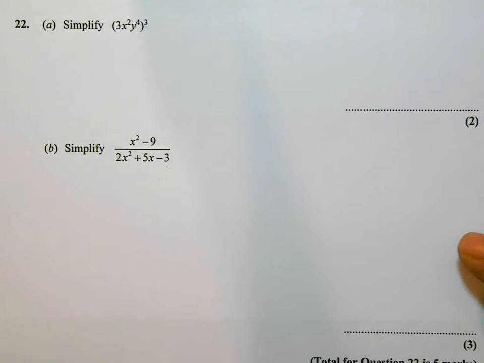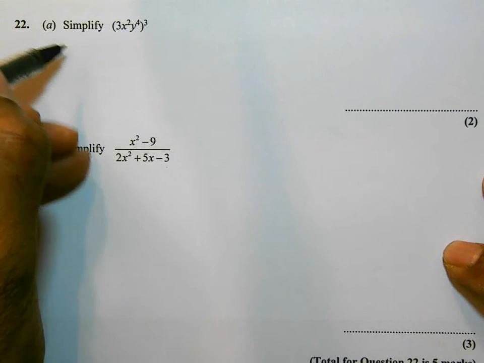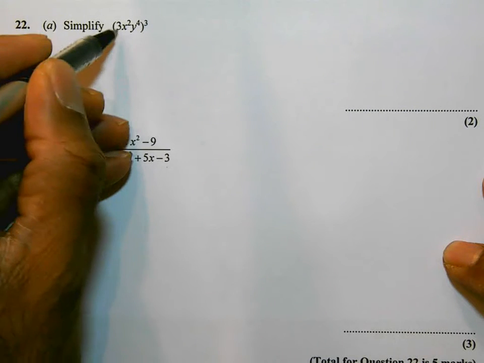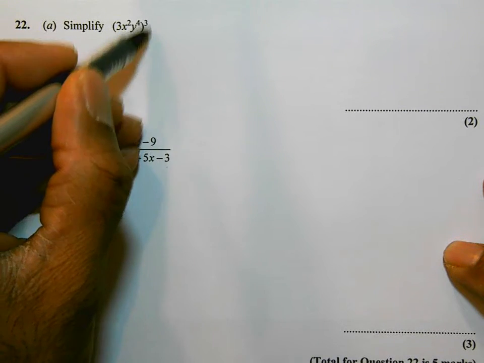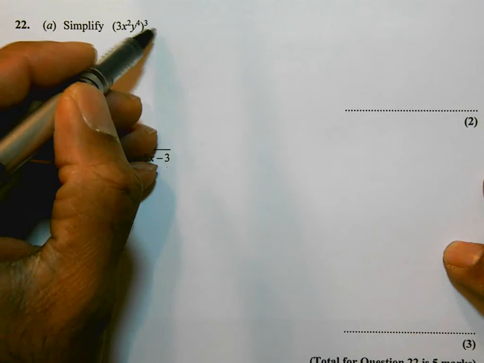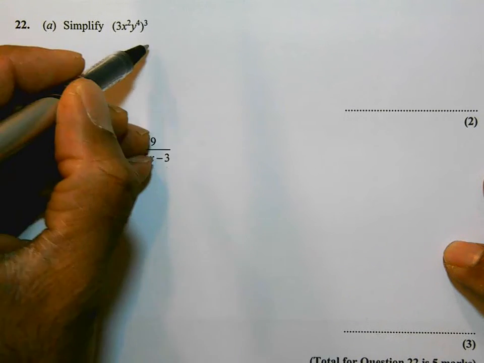This is question number 22 on the June 2014 non-calculator paper. Part A simply says to simplify, and I've got this expression, 3x squared, y to the 4, all of that cubed. When you cube something, you are going to times it by itself 3 times.